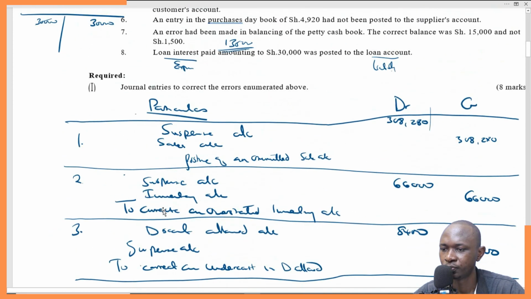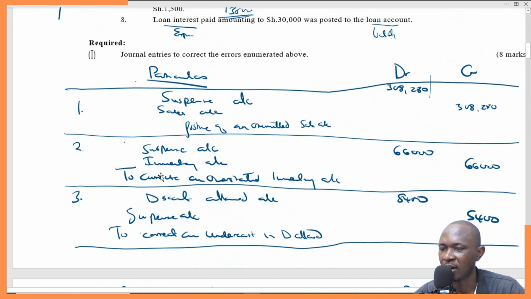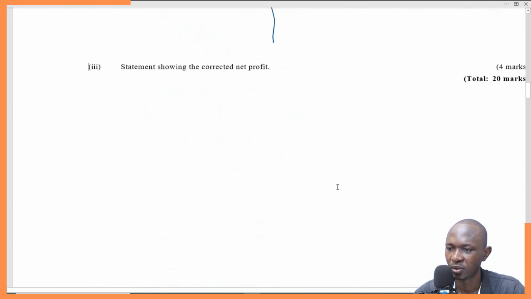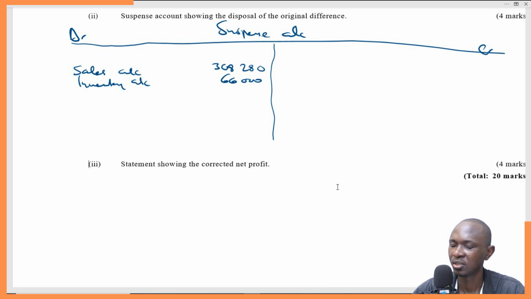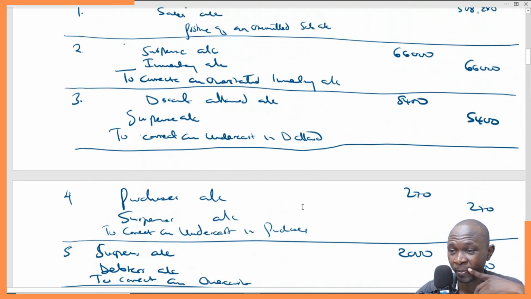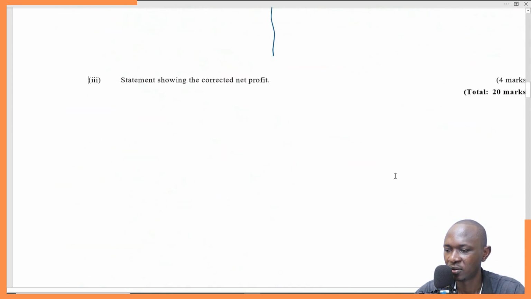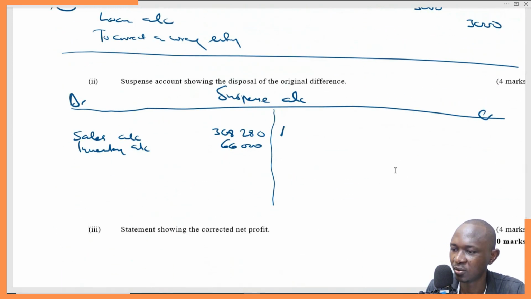Then we go to number 2. Number 2 is again debit suspense account. The reason inventory. So suspense account 66,000. So come here, you say inventory account 66,000. I'm just following the instructions. Number 3, discount allowed. Again, this one now is credit. Credit suspense account 54. The reason is discount allowed 54. So this is the credit. So you just say discount allowed 5,400.